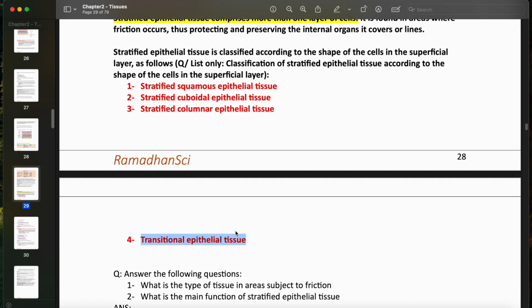You can think about the transitional epithelium like shape-shifting armor. When the bladder is empty, the cells look dome-shaped, but when it fills and stretches, they flatten out to let the organ expand. That's why it's called transitional.